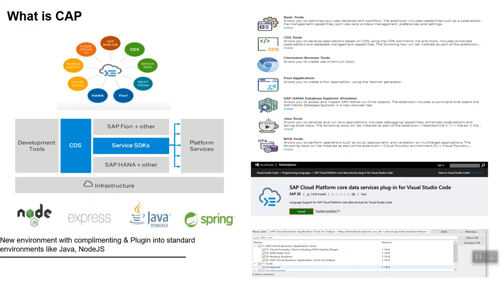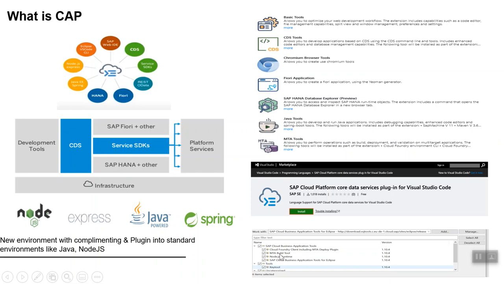As I said, what are those tools? For example, CAP provides MTA tools, CDS tools. We will come to what is CDS. Or Fiori application tools. Here SAP is trying a new environment, complementing existing Java or Node.js environments. We would like to plug this environment into the existing environments. As I said, CAP also provides extensions in editors like Visual Studio.